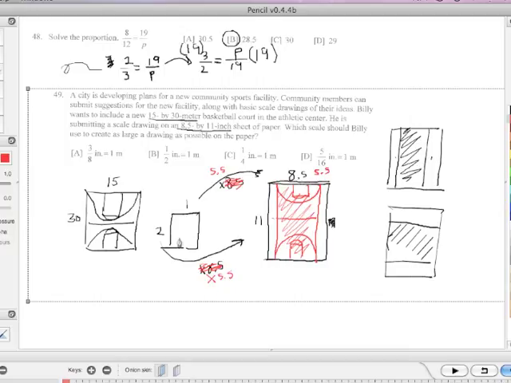The scale is going to be 2 to 5.5. I'm sorry, 2 to 11, or better yet, ignore that. Here's 11 inches, and this 11 inches is going to be equated with 30 meters. So it's 11 inches equals 30 meters. And so let's see if we can see any of those in here.